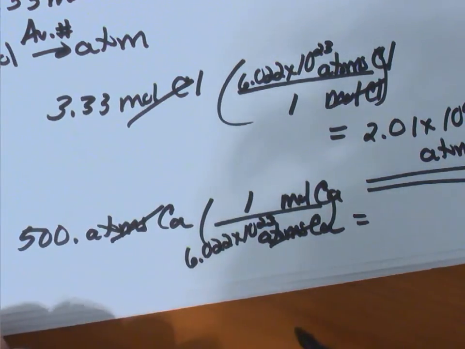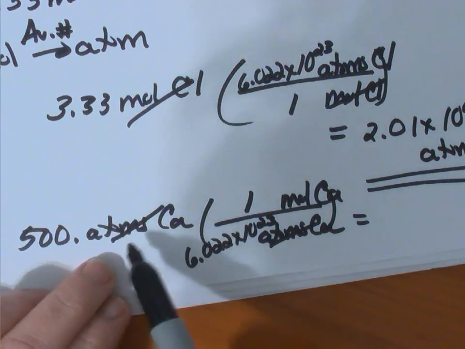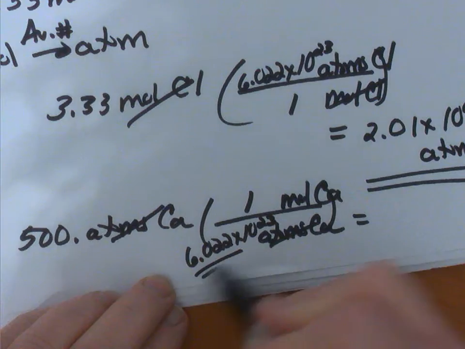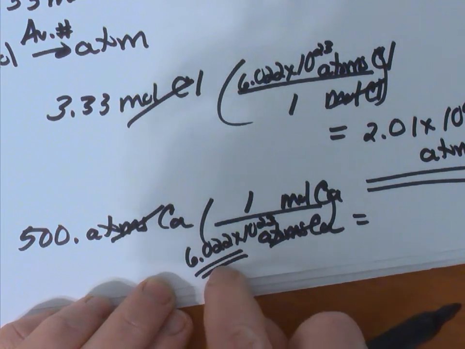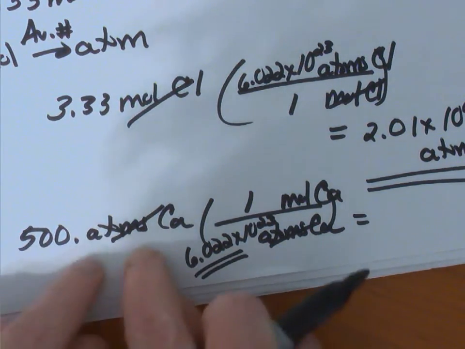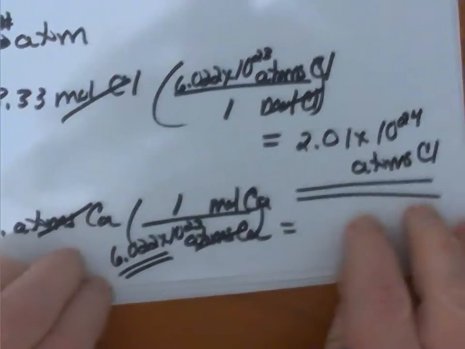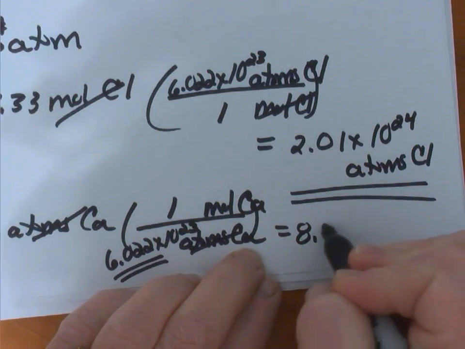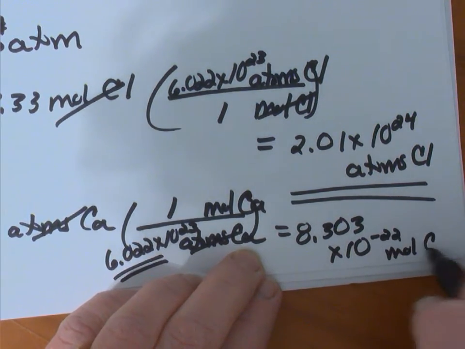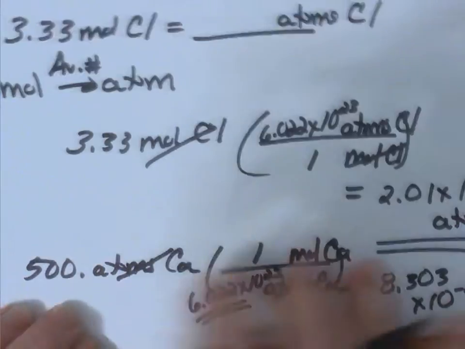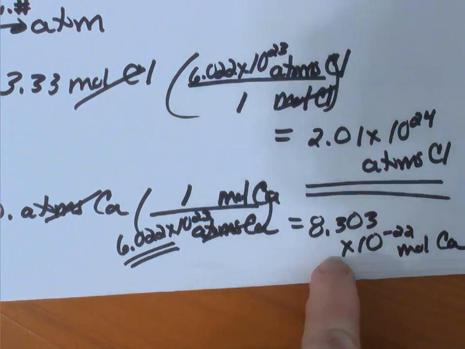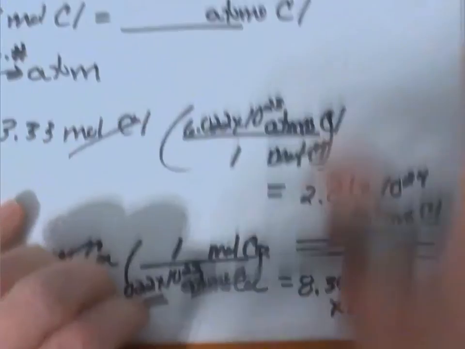Now, moles and grams, they were measured. But atoms, that's a counted number. That's exact. Avogadro's number comes from experimentation. So this has the opportunity to limit us to 4 sig figs. This would be exact. We don't measure atoms, we count them. So we're limited to 4 sig figs here. And that would be 8.303 times 10 to the negative 22nd moles of calcium. It makes sense because we know how many atoms we need to make a mole, so 500 is a minute fraction of a mole.